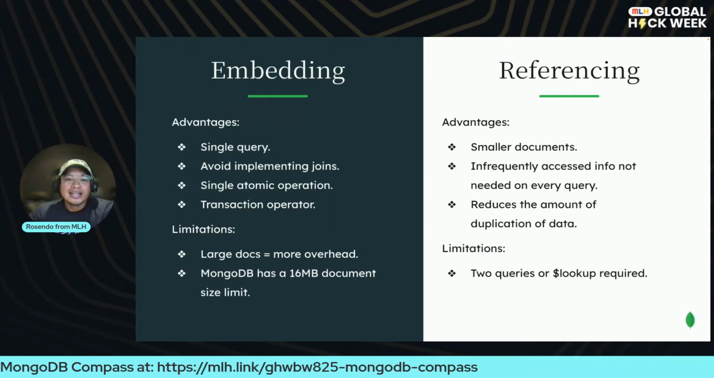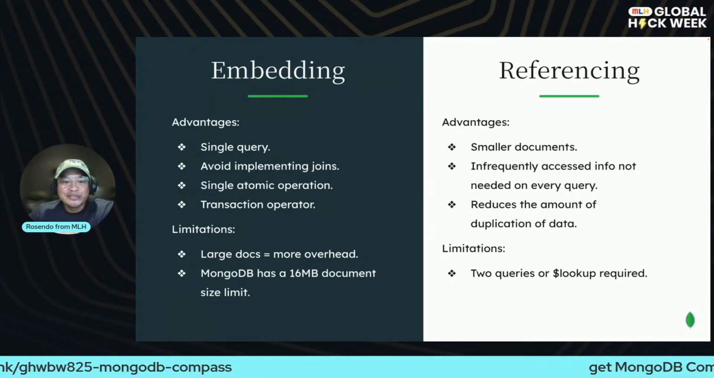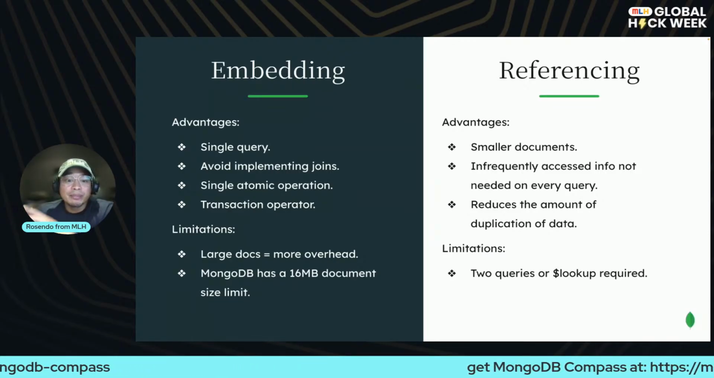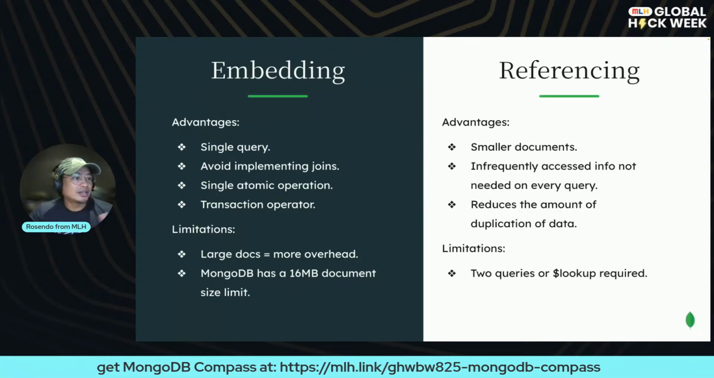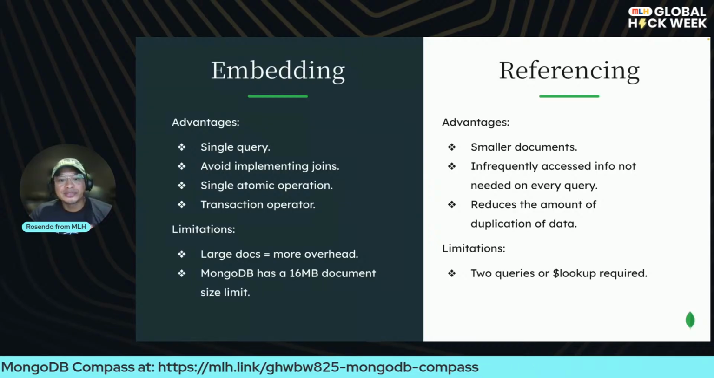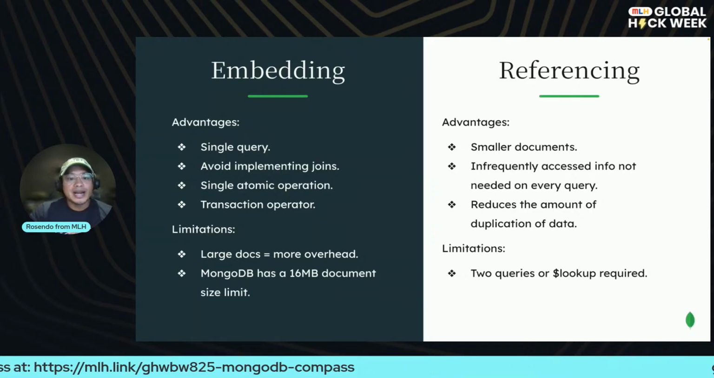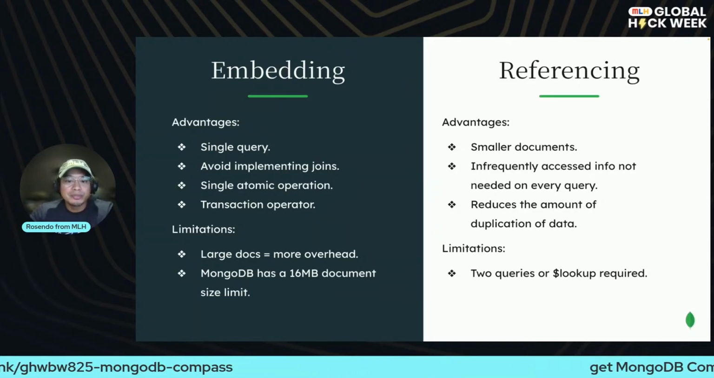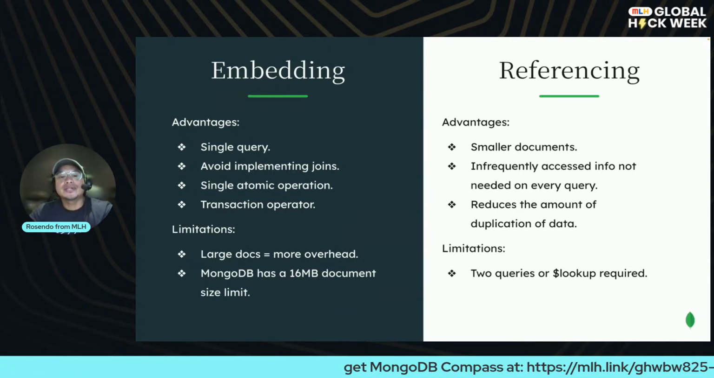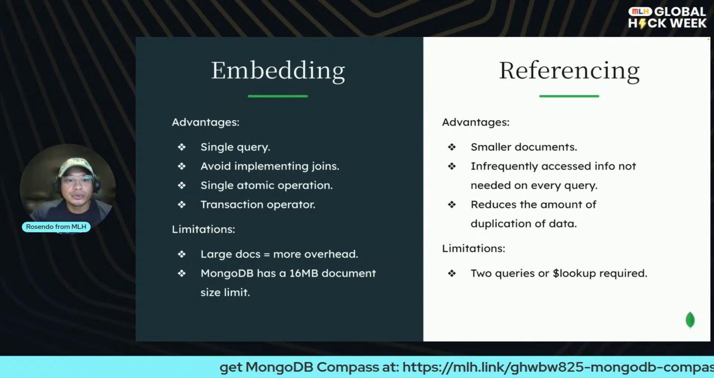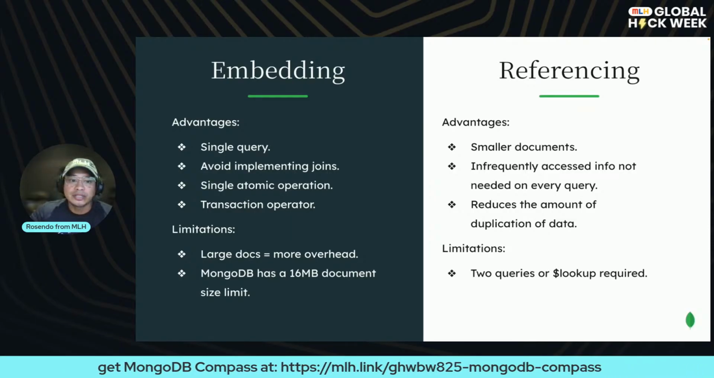All right, so the limitation for referencing is that in order to retrieve all the data in the reference documents, a minimum of 2 queries or $lookup is required to retrieve all the information. And yeah, that's pretty much it. I think we all have a pretty solid grasp of the ways to split up and access data while designing your MongoDB schemas. So let's go over some of the common relationships, and then I'll also have some live examples of what these common relationships would look like inside of a database.